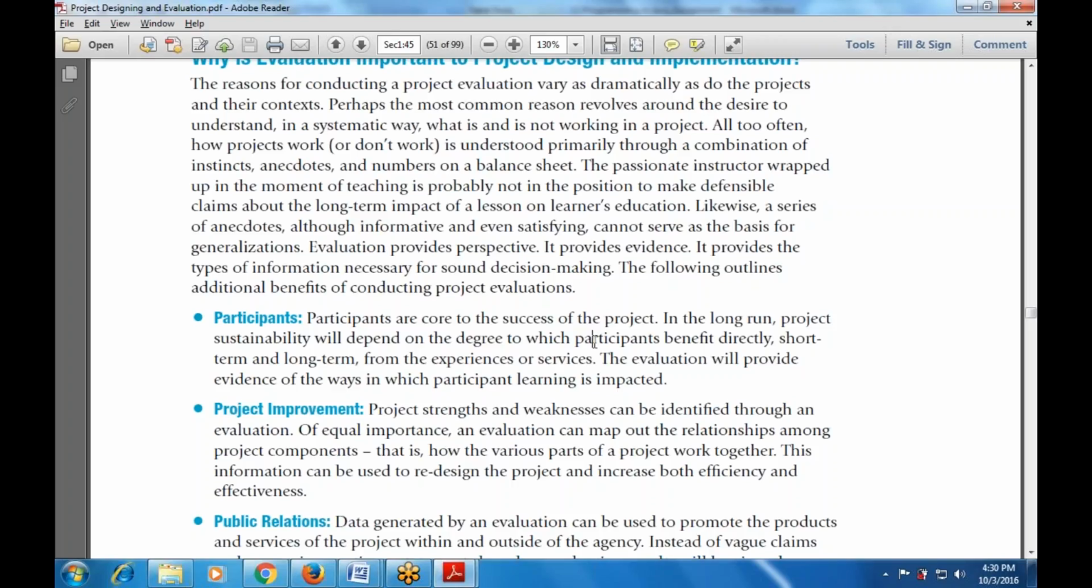What is the main efficiency of the project? Why is it effective? What is the main benefit of using effectiveness?